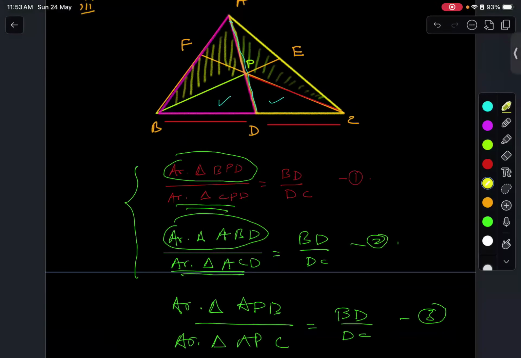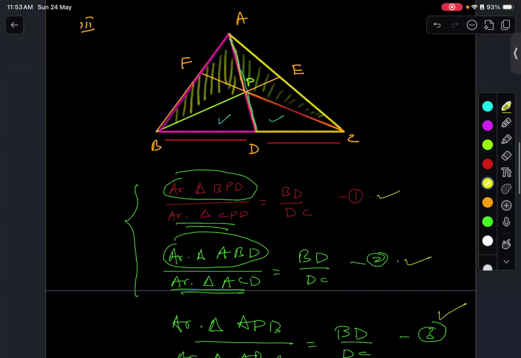and DPC. The ratio of the areas, the base height is same, so height will be cancelled out. So BD is to DC. Same with ABD and ADC. The area has the same ratio. Now if I subtract both of these, I'm getting this for ABP and ACP.